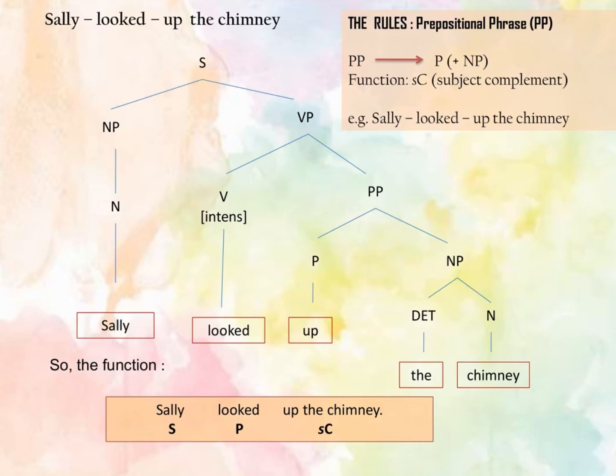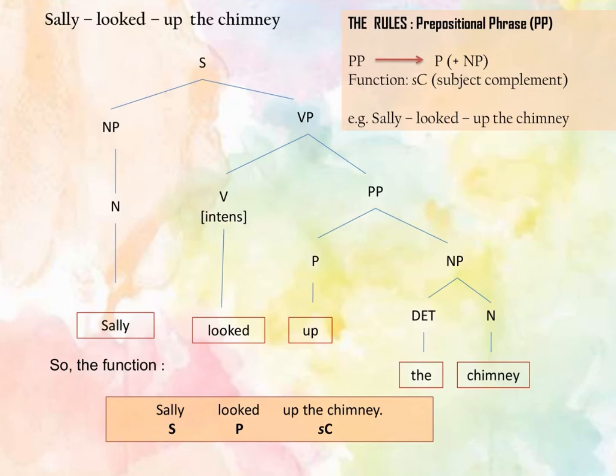Tree diagram of prepositional phrase or PP. The sentence is Sally looked up the chimney. It is similar to the example before. Put S as a sentence and then we divide it into two parts. The first is NP or noun phrase and the second one is VP or verb phrase. And then we specify NP or noun phrase into N or noun, as in Sally.